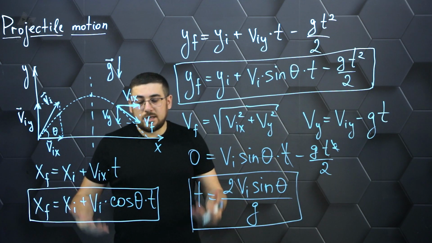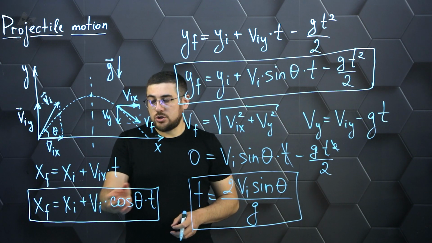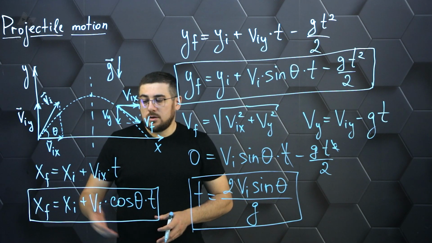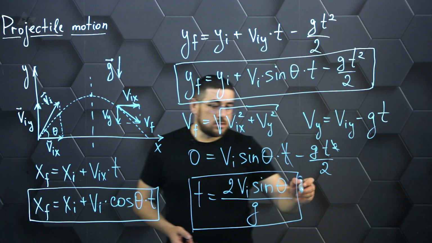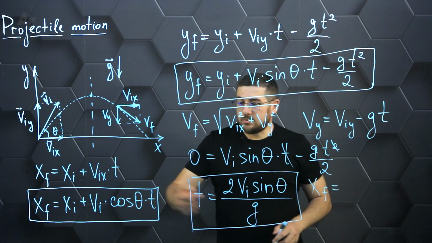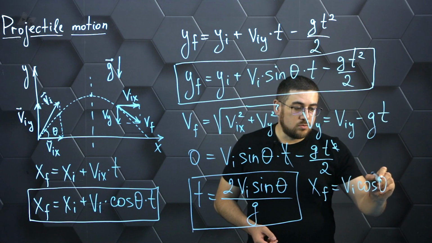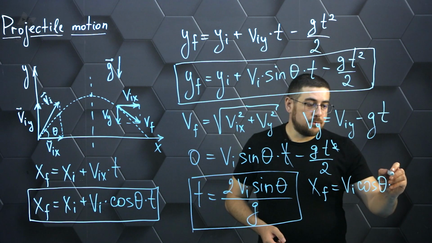If we want to find the range of flight of a body, we can substitute this formula into the value of the coordinate of this body and get a formula to calculate the range of flight of the body. Given, for example, that the initial coordinate will be 0, the value of the final coordinate can be easily calculated. To do this, the initial velocity multiplied by the cosine of the angle and multiplied by the time of flight, which we have obtained here.